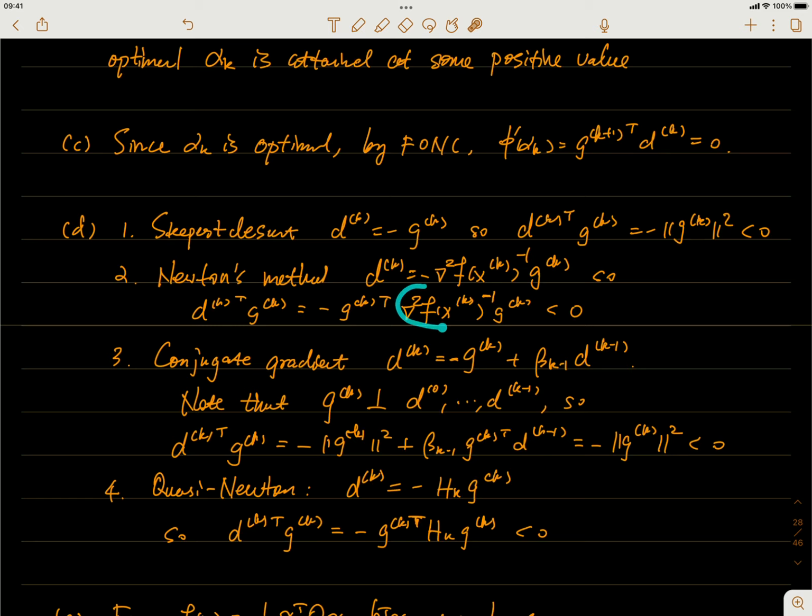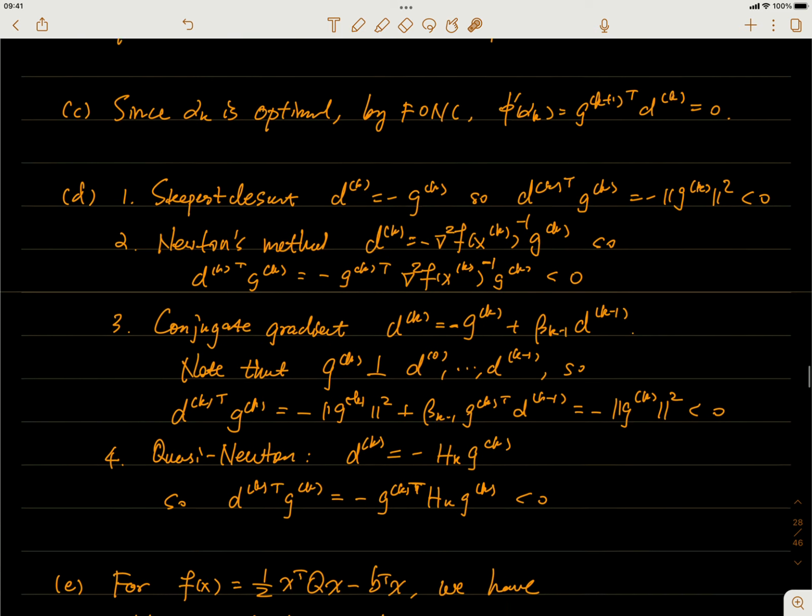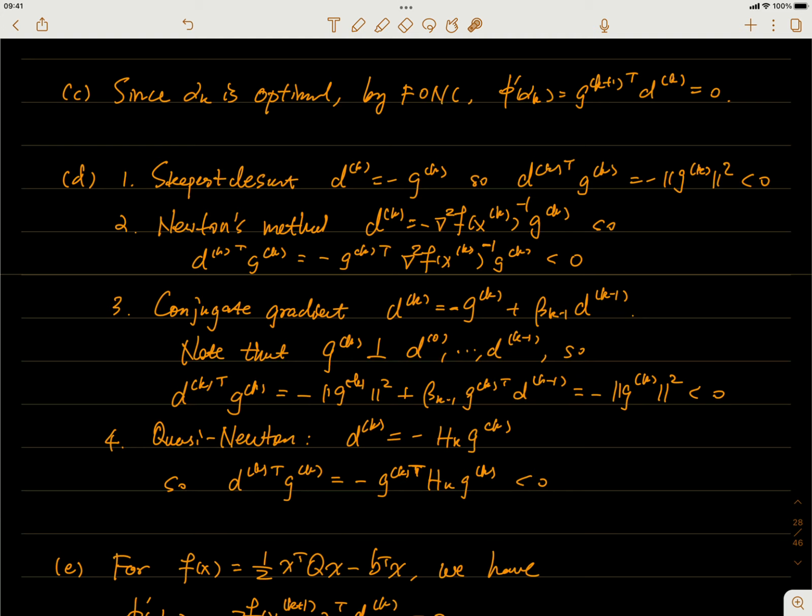Okay, now you can see this is a positive definite matrix, and I have the same vector on both sides, and I have a negative right here, so that must be less than or equal to 0. But since g_k is non-zero, this must be strictly less than 0, right? Since this must be a positive definite matrix. So for the conjugate gradient method, our d_k is set to that.